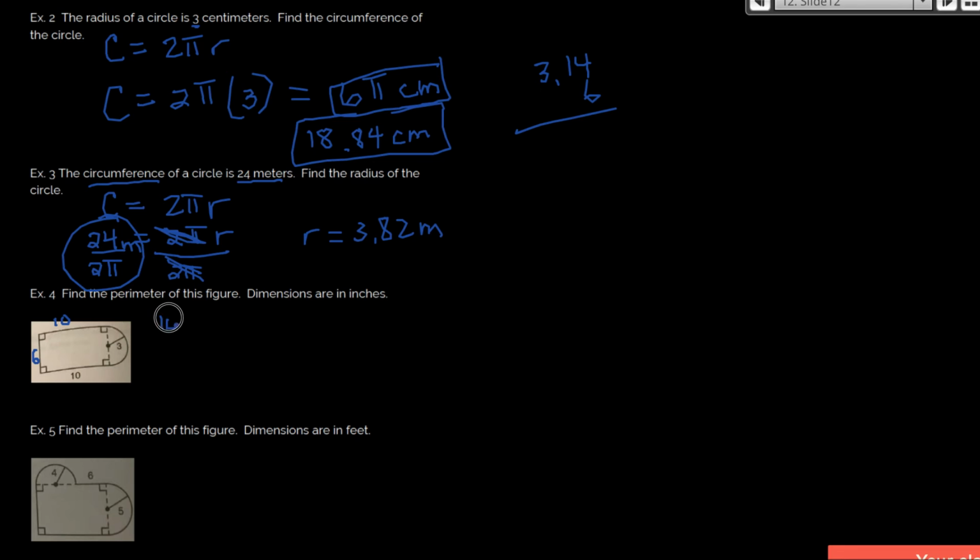So we have 10 at the top plus 6 is the width plus 10 is the bottom. So we're adding this plus half of a circle. The formula for a circle is 2 pi r, but we're going to divide it in half. So it's 2 pi r, and r is 3, divided by 2. So that's going to cancel out. We add this up, we're going to get 26 plus 3 pi.